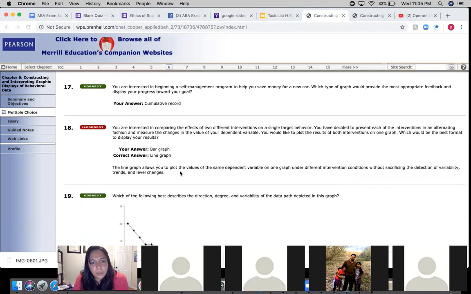The line graph allows you to plot the values of the same dependent variable on one graph under different intervention conditions without sacrificing the detection of variability, trend, and level. Which question was that? You are interested in comparing the effects of two different interventions. I thought that alternating treatment was a bar graph design. Comparing two different interventions on one single target behavior in an alternating fashion would just be an alternating treatment design.